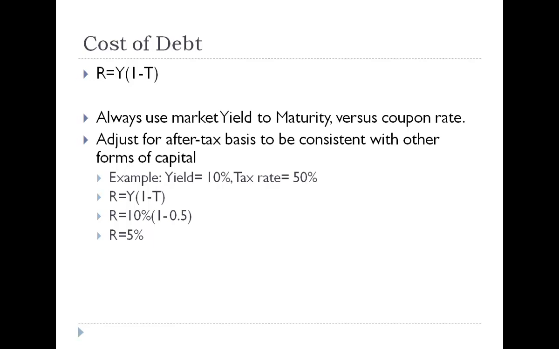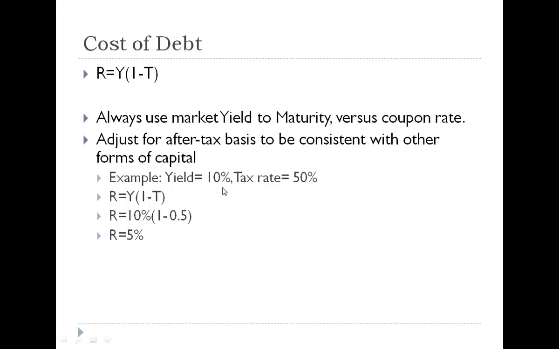So to fairly compare them, we need to adjust the cost of debt to an after-tax basis because you can deduct the interest rates associated with bond coupon payments. That actually has a tax advantage and lowers the effective cost of that particular source of funds. And so to compare it fairly with common and preferred stock, what we do is we adjust the cost of the bonds to an after-tax cost. And the way we do it is we multiply the yield times 1 minus the tax rate.